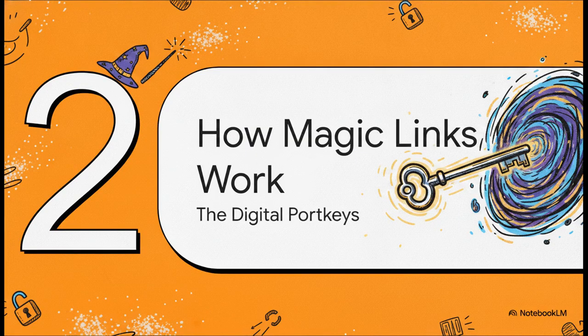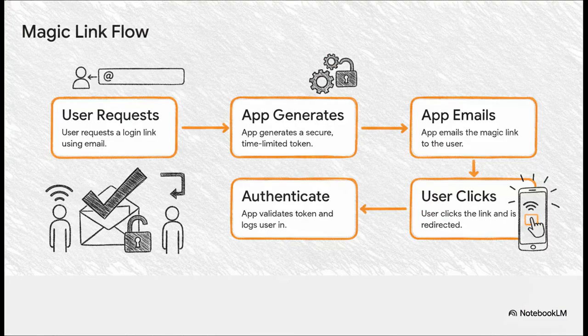Moving right along to Section 2, how magic links work. Magic links are essentially the instant digital port keys of the authentication world. They instantly transport a user directly into an authenticated, secure session. Let's break down exactly how this digital magic trick operates behind the scenes in 5 chronological steps. First up, the user requests a login link by entering their email address into the application interface.